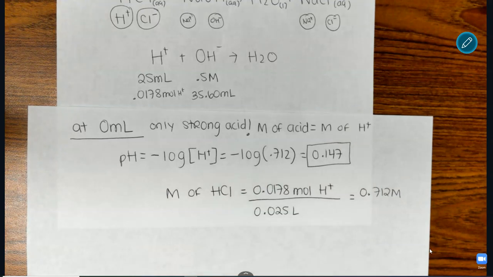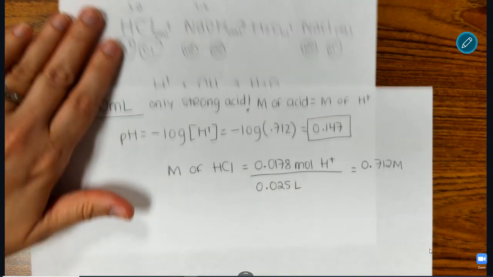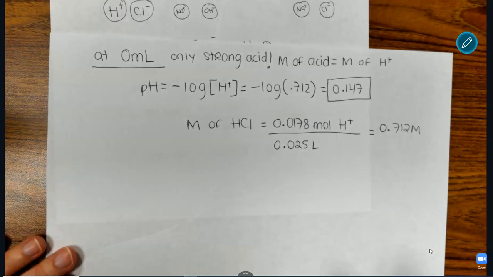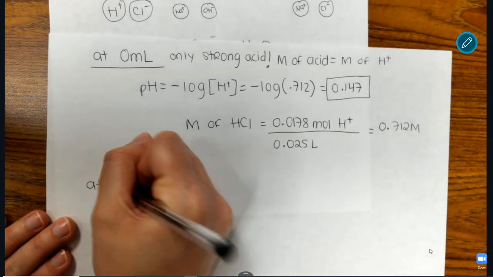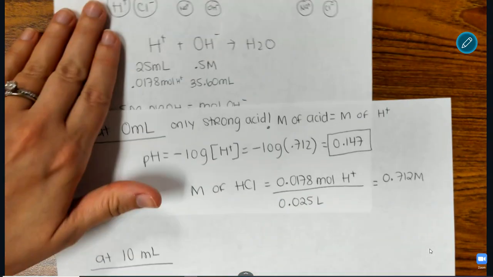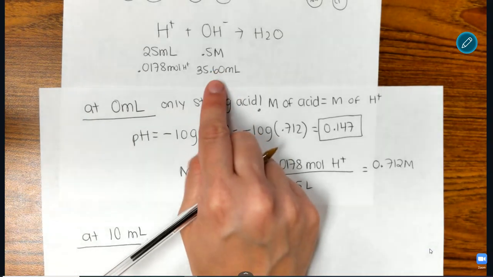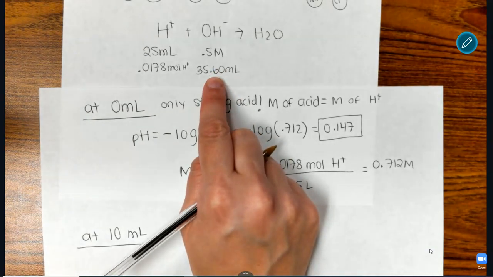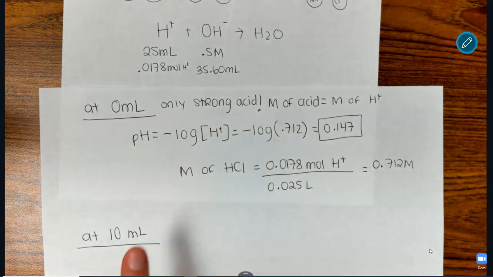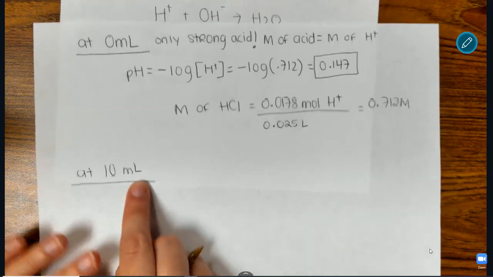So that's how you find the pH of a strong acid before you add in any base. The next part of this question asked, what about when 10 milliliters of base are added? I told you at the beginning to look at your equivalence data. At the equivalence point, where moles of acid equal moles of base, you added 35.6 milliliters of base. We're not at the equivalence point yet because we've only added 10 milliliters.